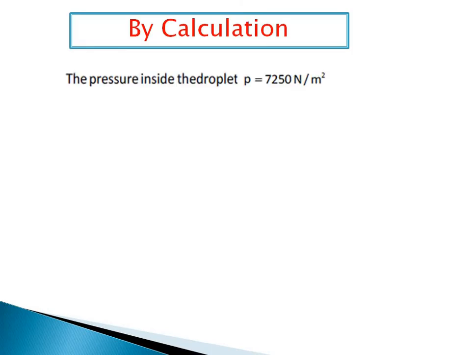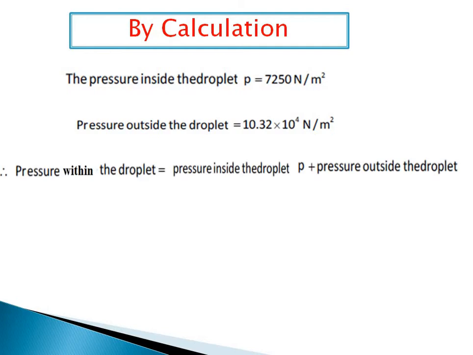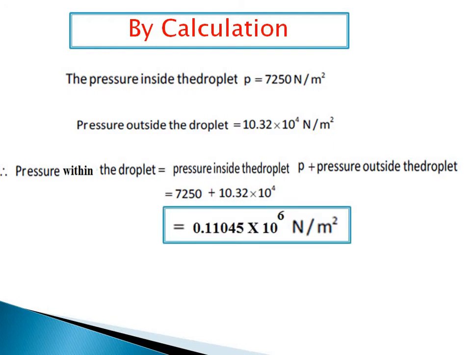Okay. Now the pressure inside the droplet is 7250 Newton per meter square. The pressure outside the droplet is 10.32 into 10 to the power 4 Newton per meter square. So the pressure within the droplet is nothing but the pressure inside the droplet plus the pressure outside the droplet. So it is equal to the summation of both.